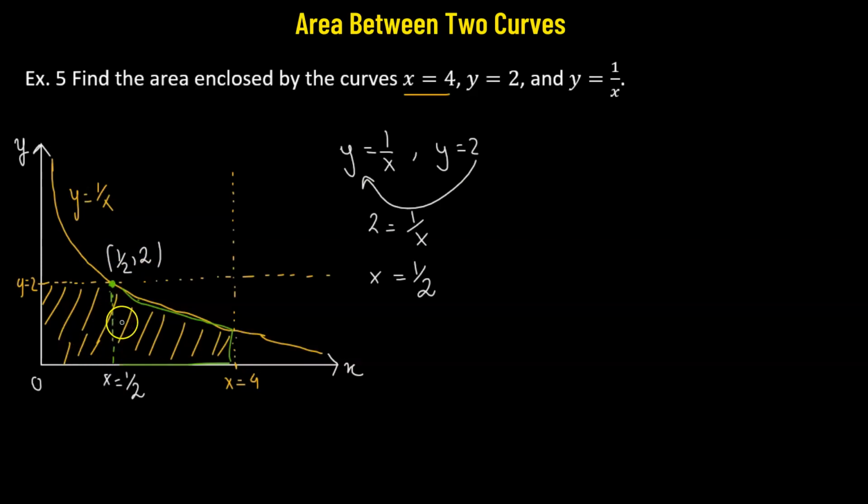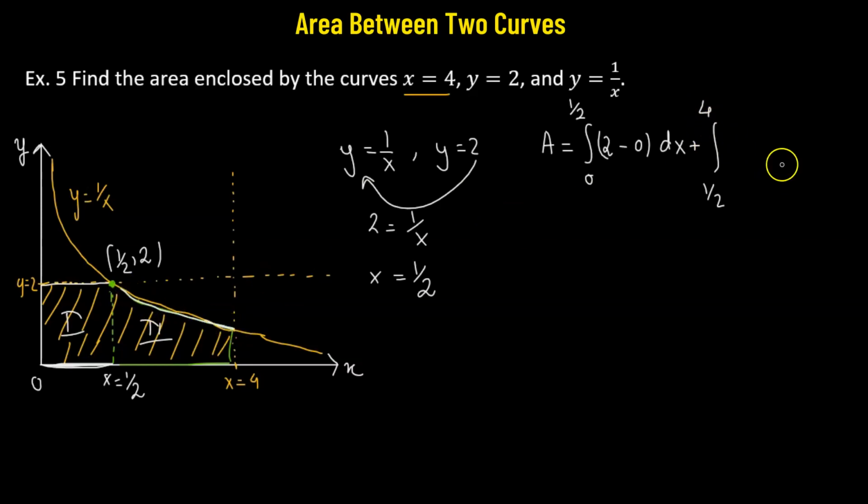So let's perform the integration. Our area will be equal to, for the first region, we will take the limits from 0 to half. Our upper curve will be y equals 2. So this is simply 2 minus, there is nothing there, this is simply the x-axis, which is 0. So this will be 2 minus 0 dx. For the next part of the area, we have x running from half to x equals 4. So we will consider this curve, which is 1 over x minus the x-axis, which is simply 0, dx.